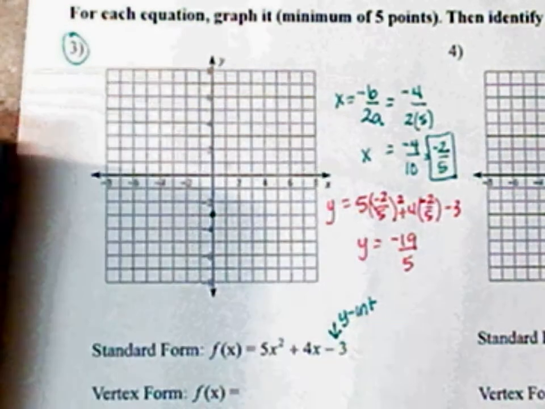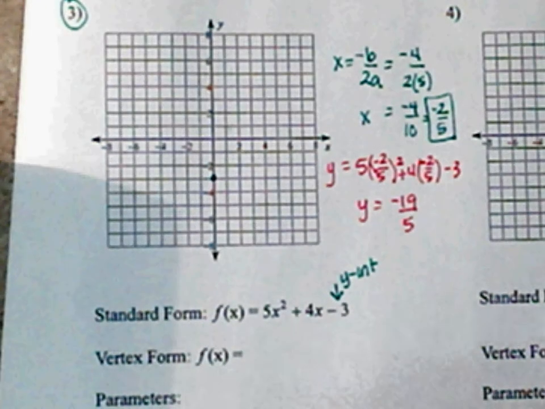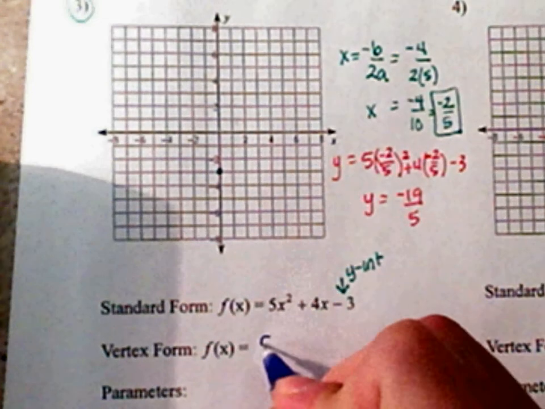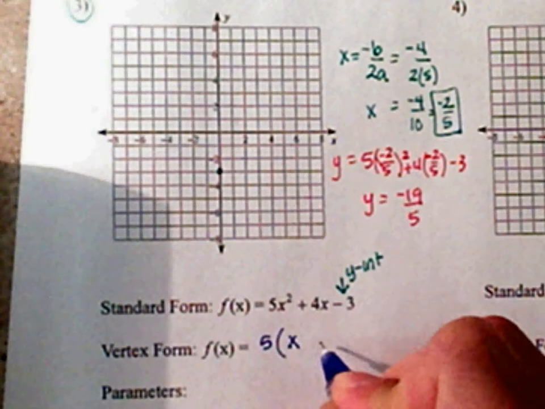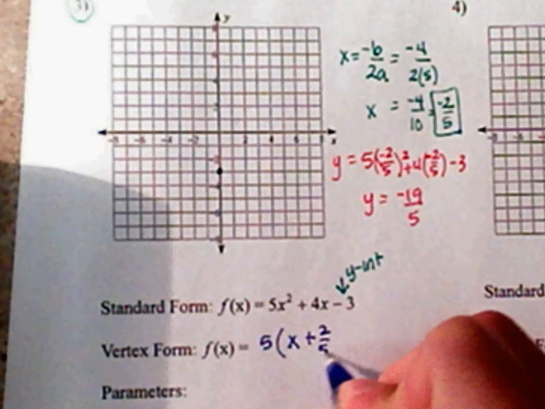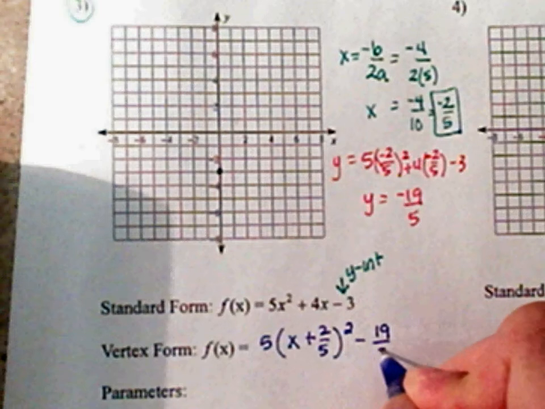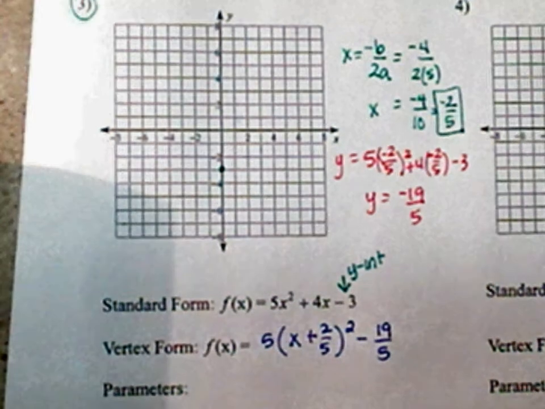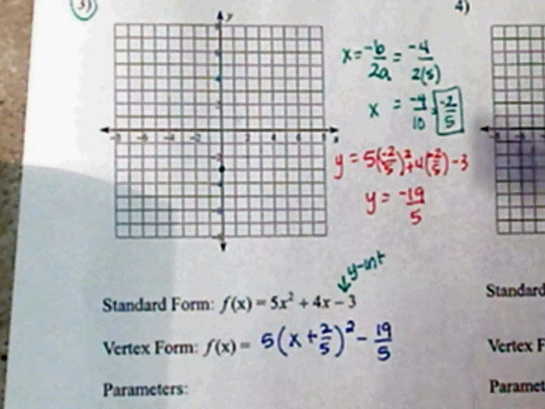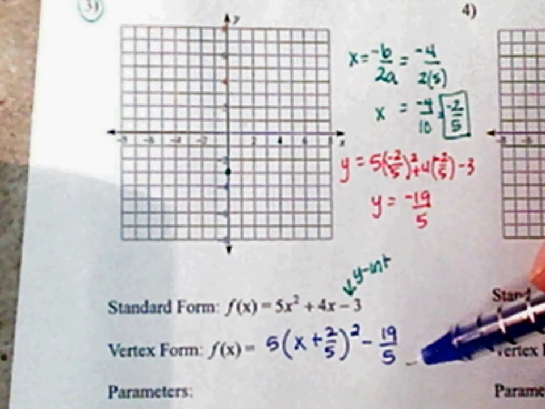Okay? Now you can write it in your vertex form. And this is what your vertex form is going to look like. Y, which is f of x, equals your a. What is your a? 5 times (x minus h, which is minus negative, makes it a positive) squared, plus your k, which is -19 over 5. And there's your vertex form. So this is your vertex, okay? So your vertex is at -2 over 5 and -19 over 5.